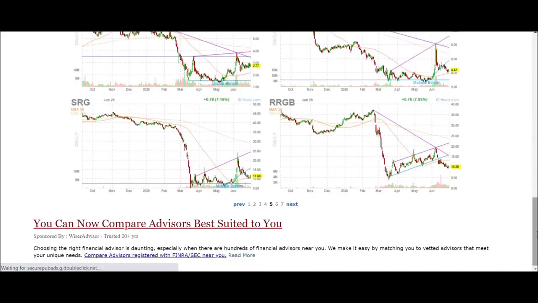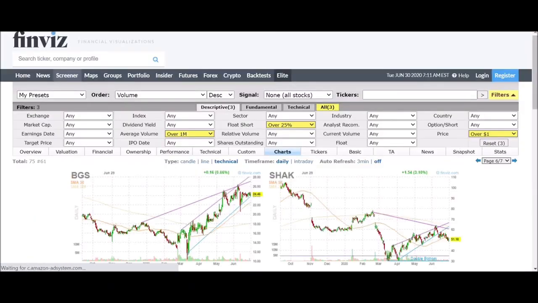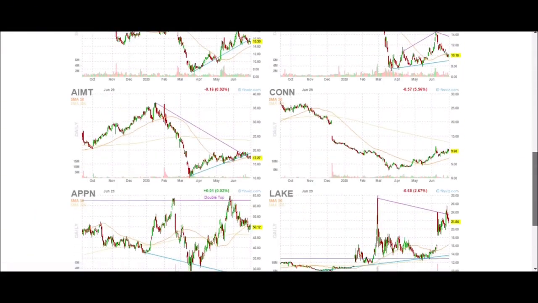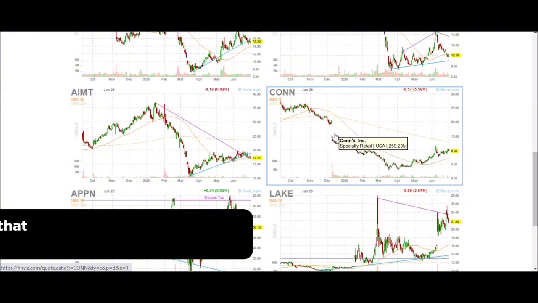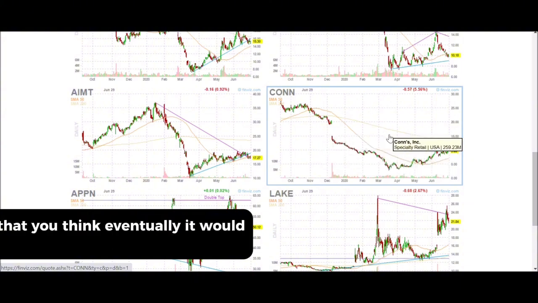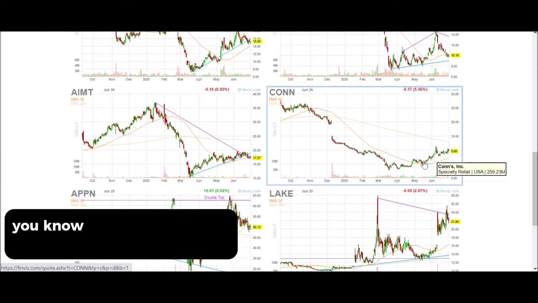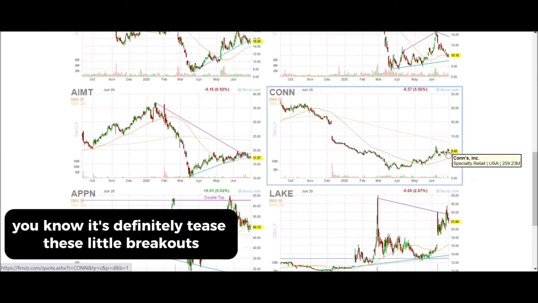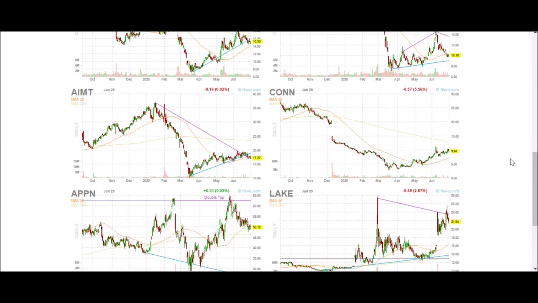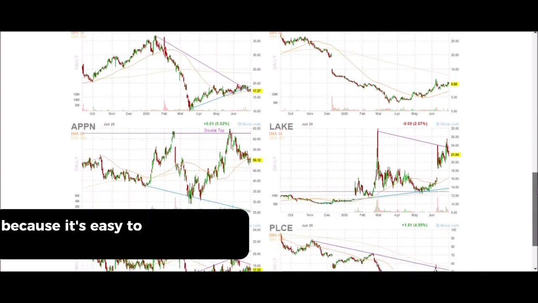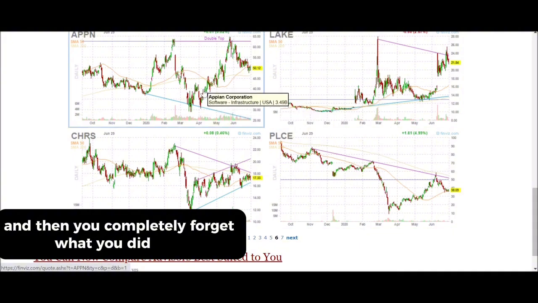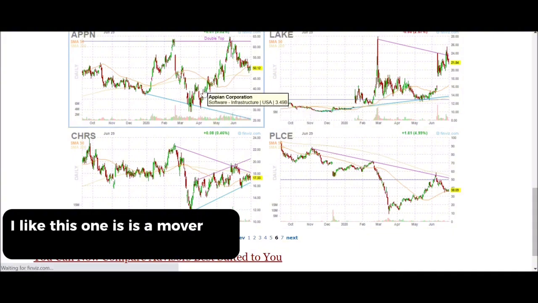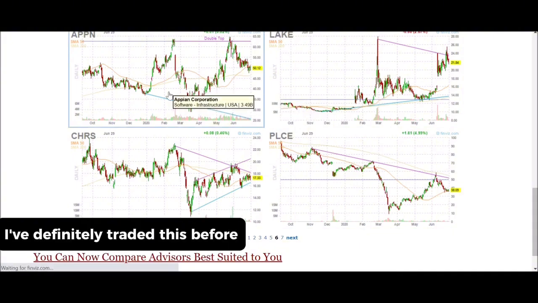Carvana. I keep thinking this one's going to break out. You still have this gap right here that you think eventually it would fill. It hasn't. It's definitely teased these little breakouts. That's definitely one to keep an eye on. Always set your alerts because it's easy to forget about when you've scanned and then you completely forget what you did. Here, I like this one, it is a mover for sure. I've definitely traded this before.